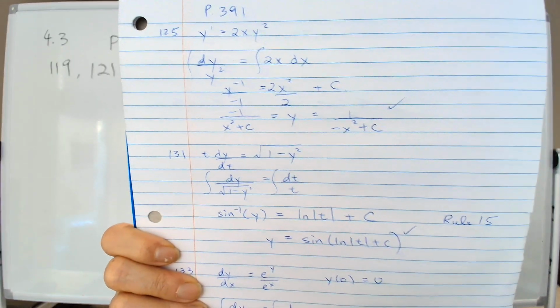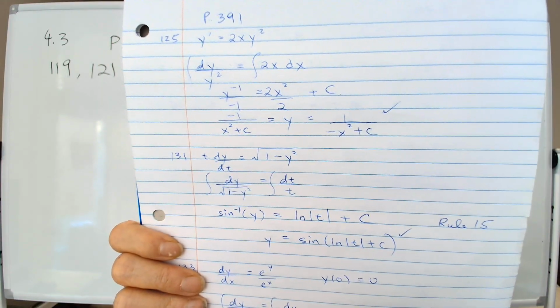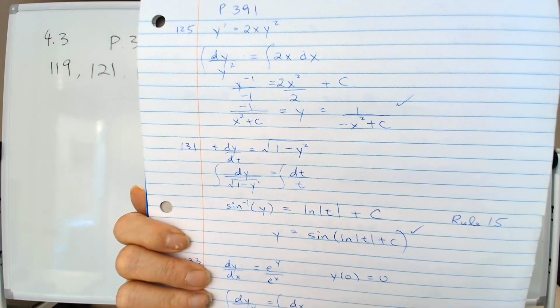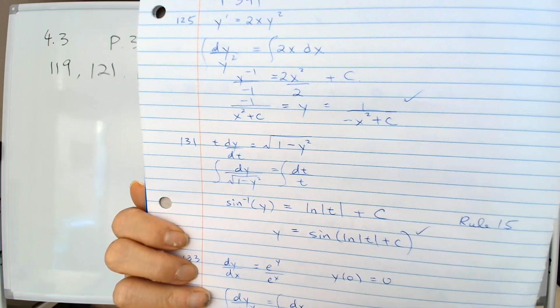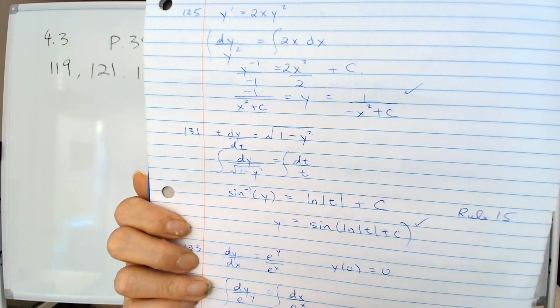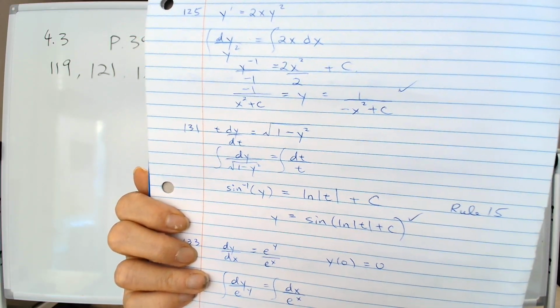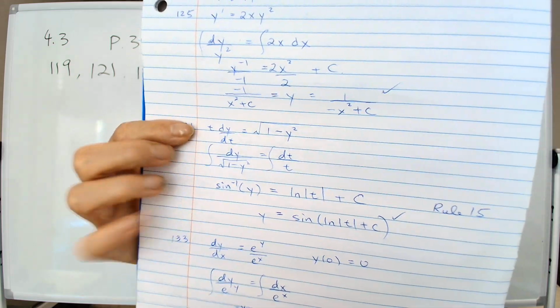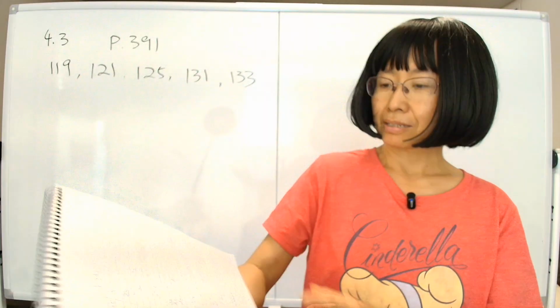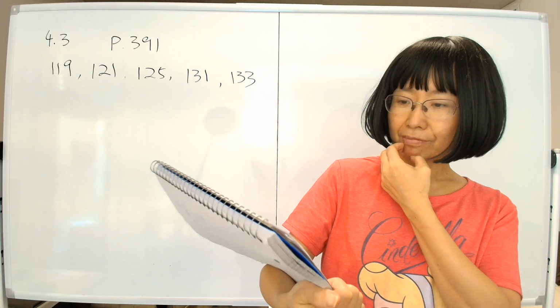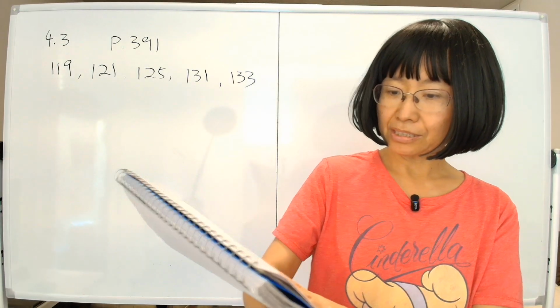Okay, next let's look at problem 125, which again is fairly straightforward. The problem is easily separable, so you put the x on one side, y on the other side, do the integration, and then that's about it. And then you do have to pull y out of there, which in this case is fairly easy. So that's that.